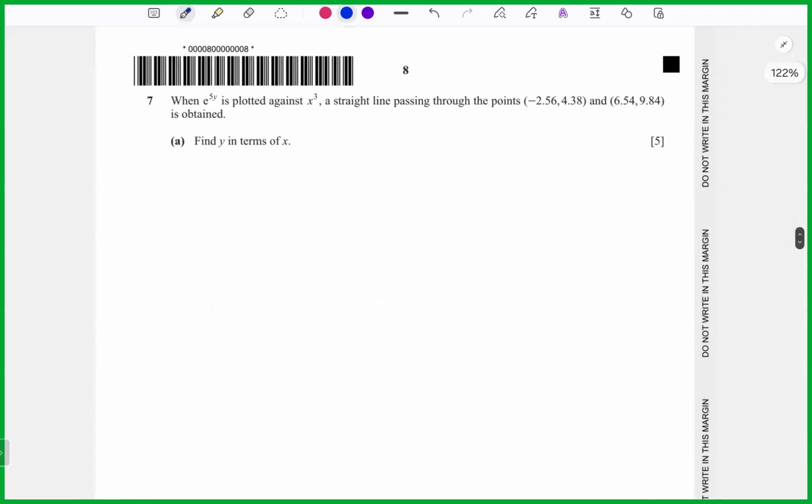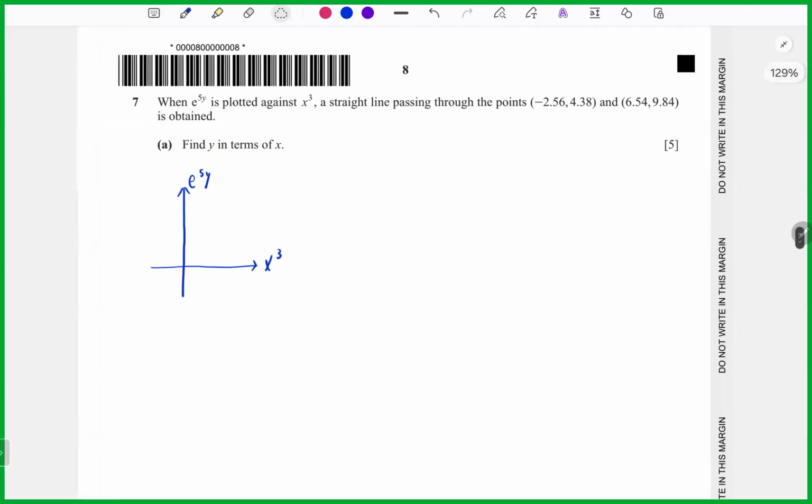Okay, let's look at question 7. When e to the power 5y is plotted against x cubed, a straight line passing through the points (negative 2.56, 4.38) and (6.54, 9.84) is obtained. Find y in terms of x. This is a linear equation. This is your x-axis, x cubed, and this is your y-axis, e to the 5y.